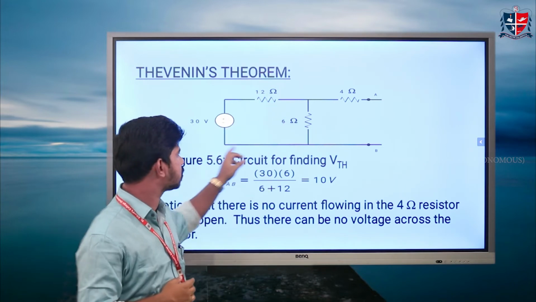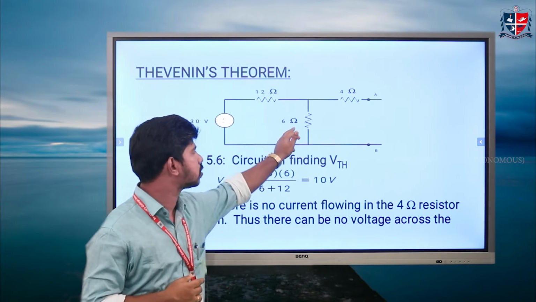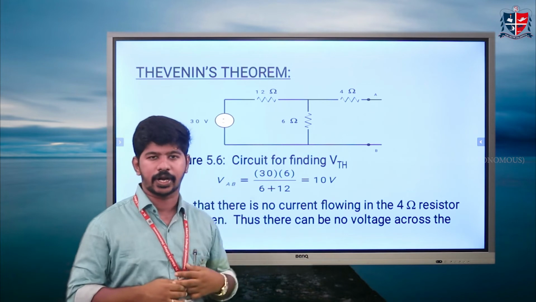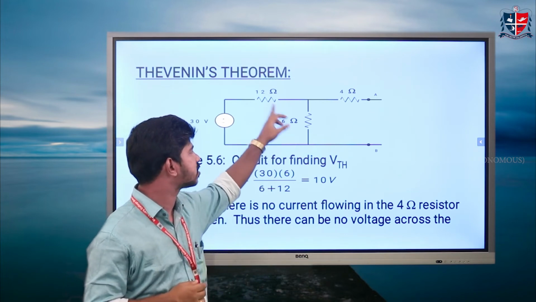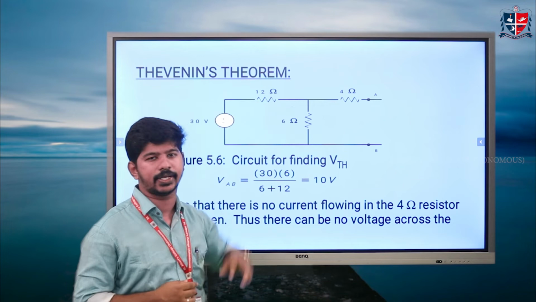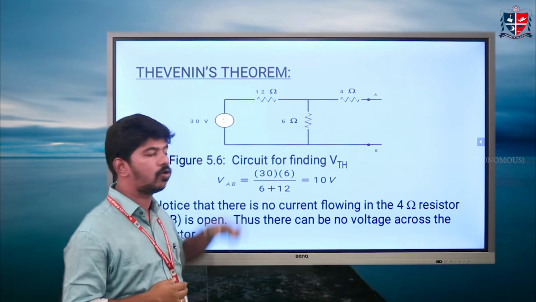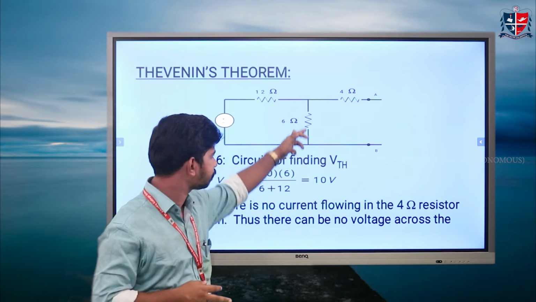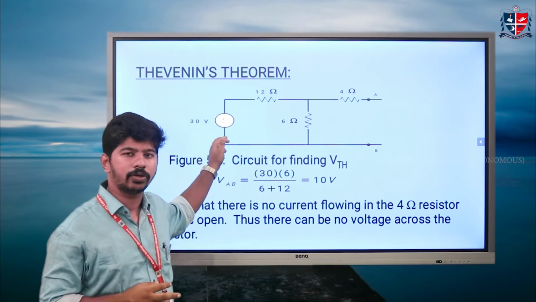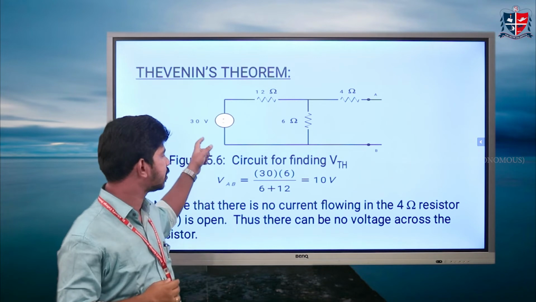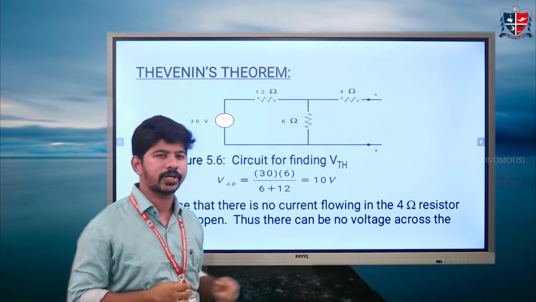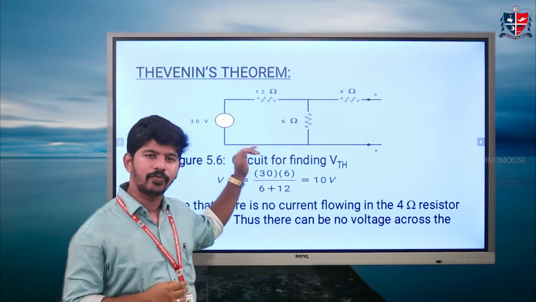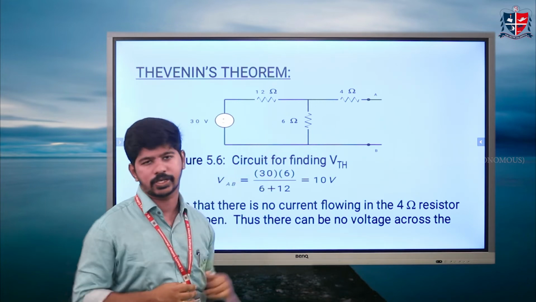Am I right? So this is a closed path and these two resistances, 12 ohm as well as 6 ohm, are both connected in series. So the total resistance will be 12 plus 6, that is 18, and our total voltage is 30 volt. So how will we determine the current flowing through this path? That will be equal to V divided by R, that is 30 divided by 6 plus 12, 18. So 30 divided by 18 will give you the current flowing through the 6 ohm resistor.